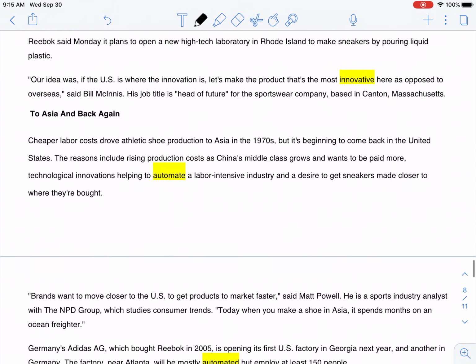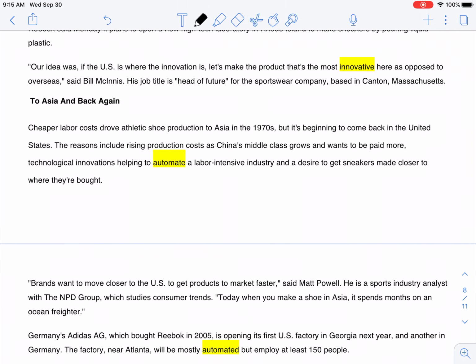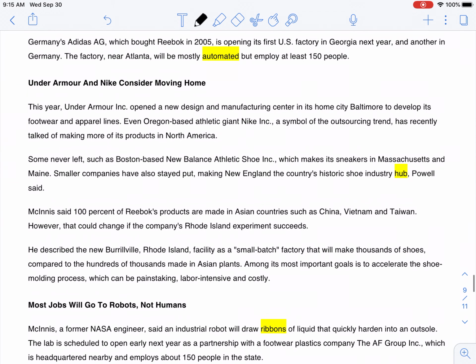So as you read through the article, there are some terms that we want you to give quick definitions of, like you've done before. Those are highlighted for you. In other words, you're replacing that word with a phrase or a word that still is going to allow that sentence to mean the same thing as before. For example, it says the factory near Atlanta will be mostly automated but employ at least 150 people. Automation is work done by machines or robots. So the factory near Atlanta will be mostly worked by machines, but employ at least 150 people. And so your quick definition for automated would be work by machines.